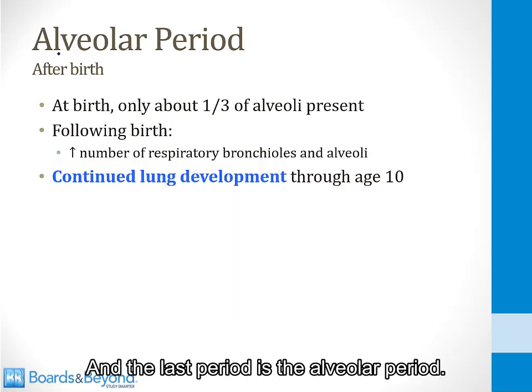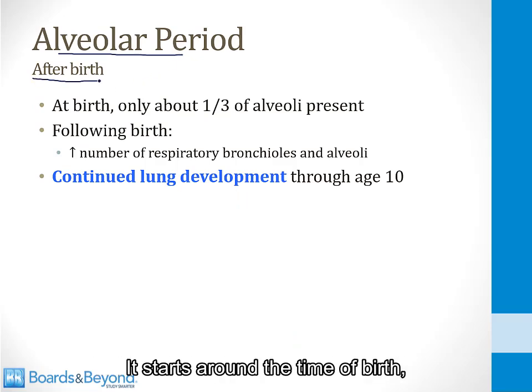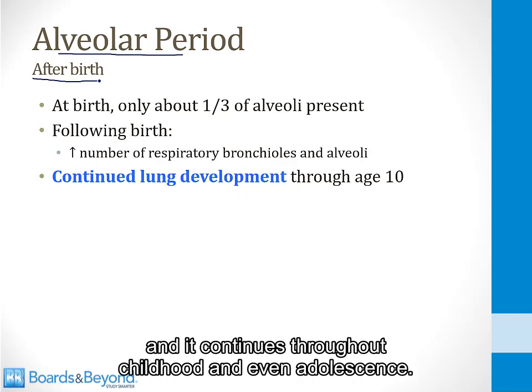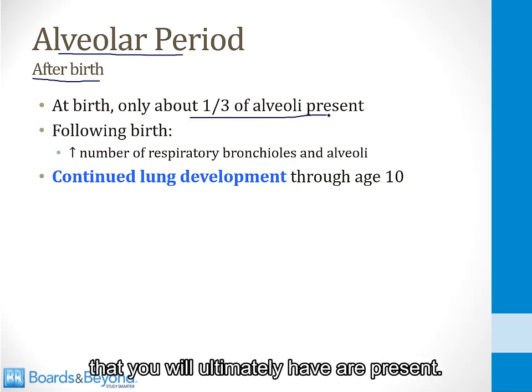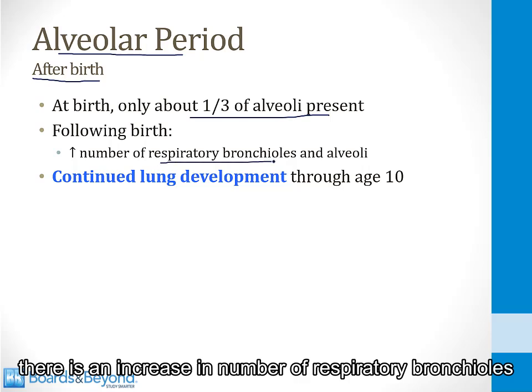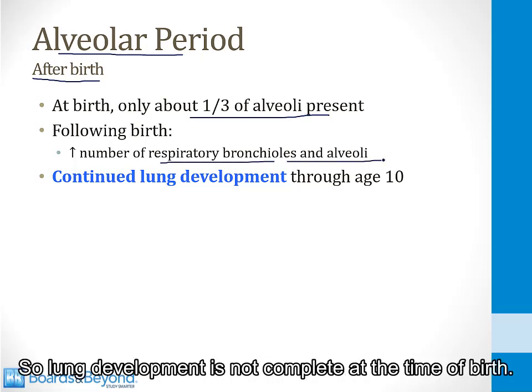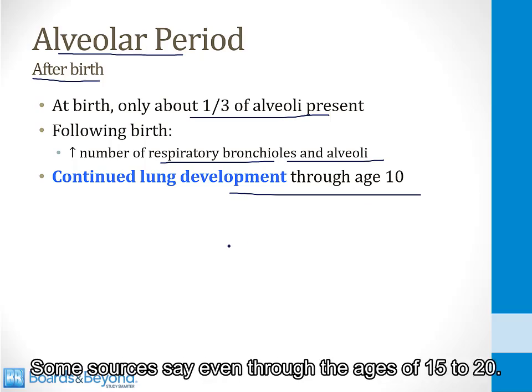And the last period is the alveolar period. This period occurs generally after birth. It starts around the time of birth, maybe a few weeks before, and it continues throughout childhood and even adolescence. At birth, only about a third of the alveoli that you will ultimately have are present. After birth, during childhood and adolescence, there is an increase in the number of respiratory bronchioles and alveoli. So lung development is not complete at the time of birth. It continues all the way through the age of 10. Some sources say even through the ages of 15 to 20.